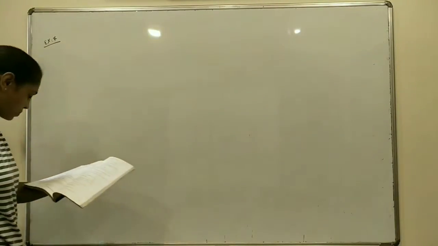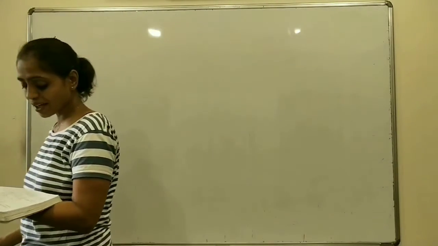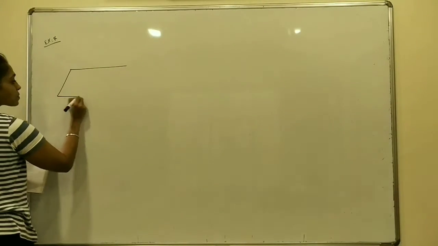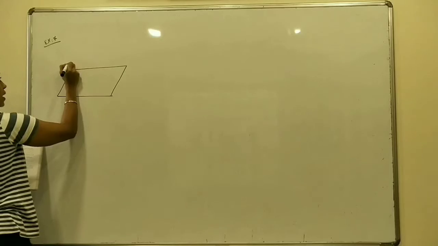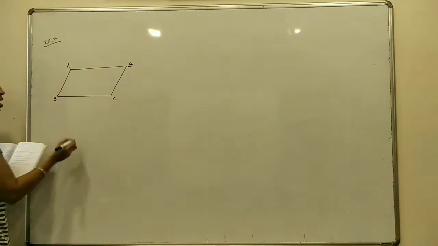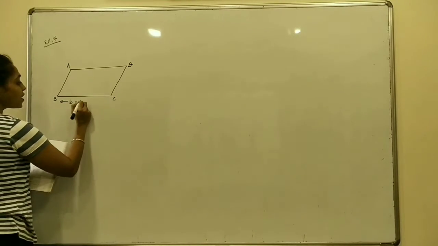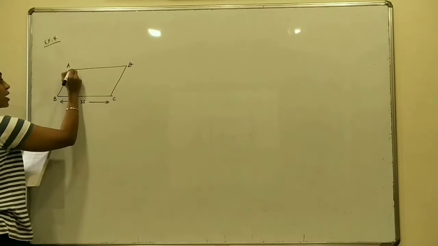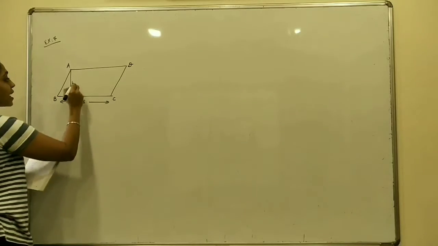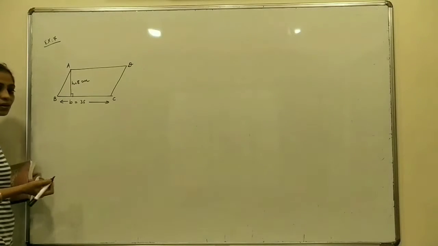Example number 7. Find the area of parallelogram whose side is 35 and corresponding height. ABCD is a parallelogram whose corresponding base is given. Base is 35 and the corresponding height is given. Height is 8 centimeter. And very simple.